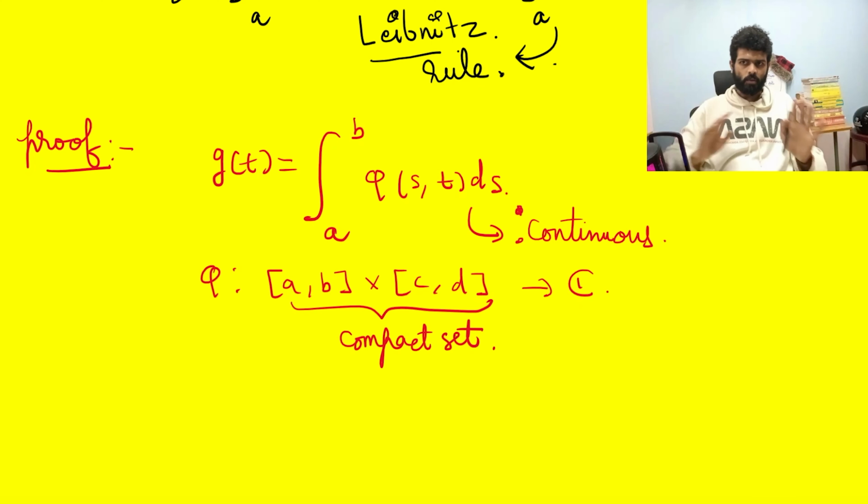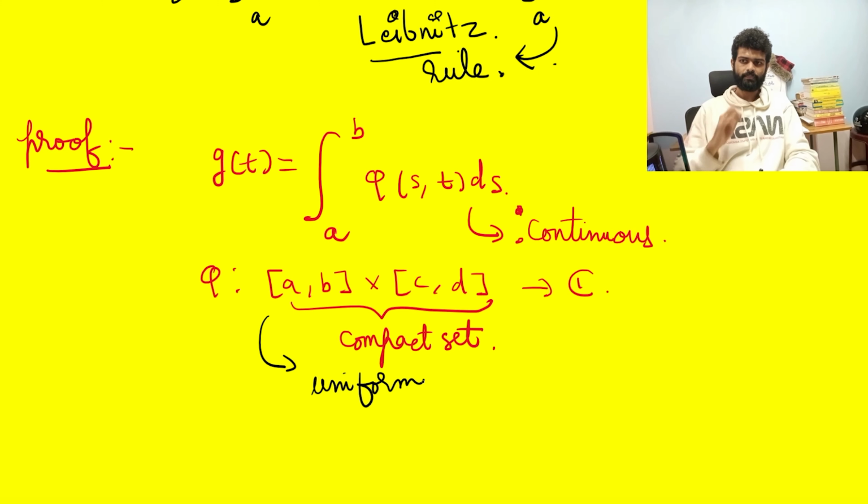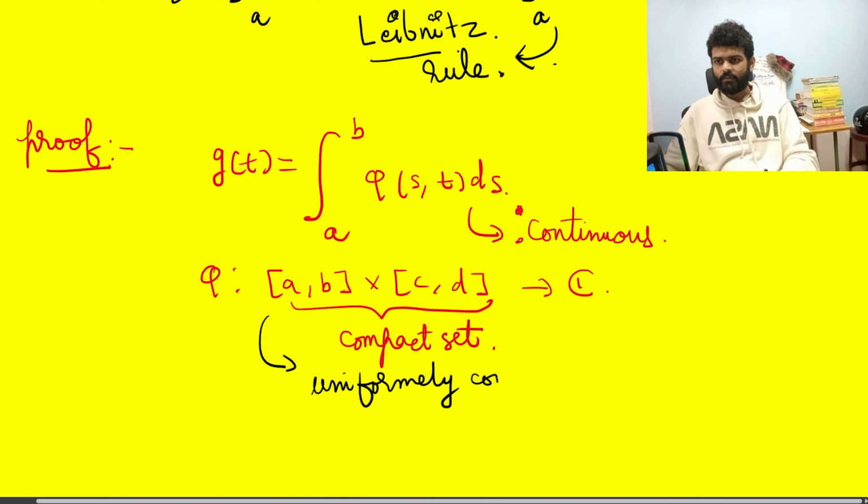If you don't know what compact sets are, it's perfectly fine, but this is a compact set, and continuous functions on compact sets are uniformly continuous. So this is uniformly continuous. I will define what uniformly continuous is.